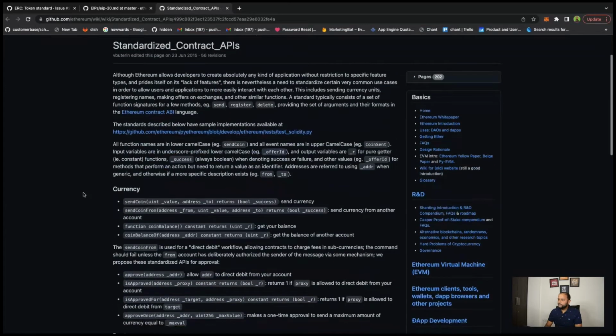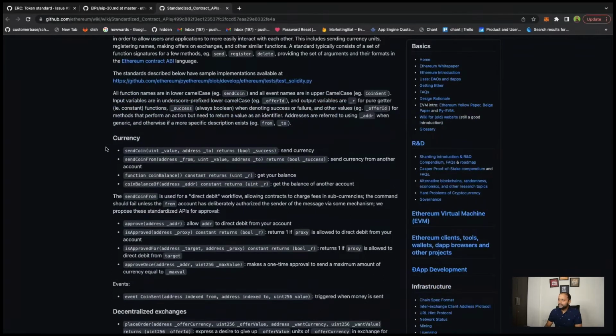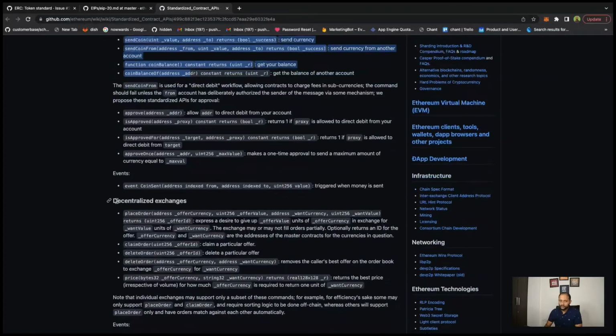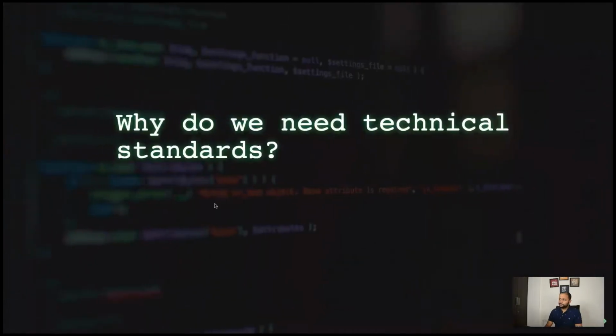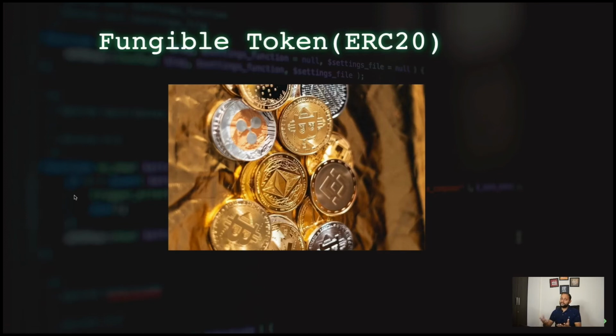So this was the proposal that came from Vitalik, and then a bunch of different methods were written, even a few methods specifically for decentralized exchanges as well, right? So we need a technical standard in order to create an ecosystem where different decentralized applications can communicate with each other and be a part of that entire ecosystem itself. So after this, let's start and discuss the ERC20 token standard, which is the focus of our videos.